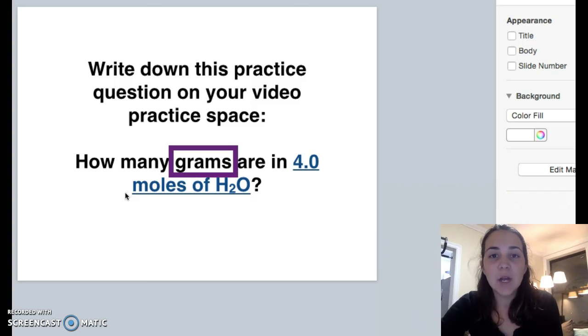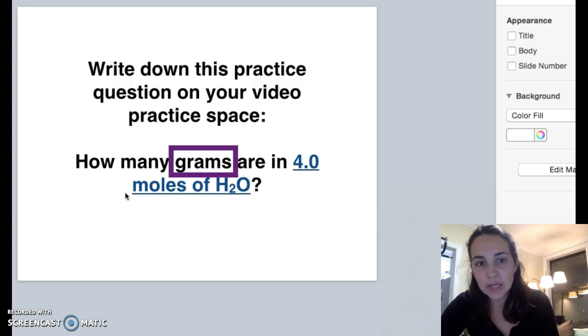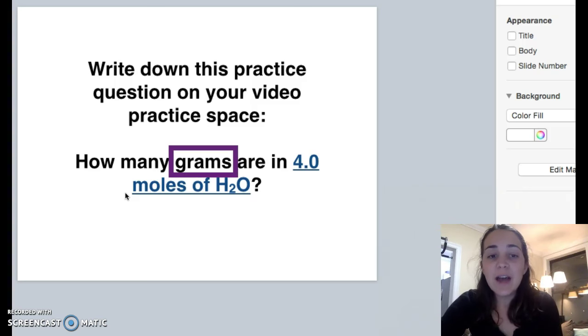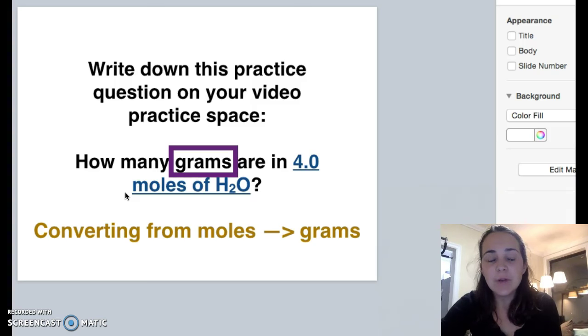So in this case, our given item is 4 moles of H2O. I know that that's the given because it's paired with a number and a unit. On the other hand, my unknown is the thing that doesn't have any numbers with it, only a unit. So my unknown here is the grams. This means that I'm going to convert from moles of H2O to grams of H2O.